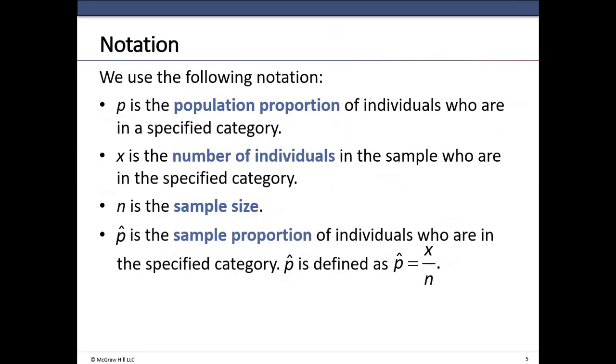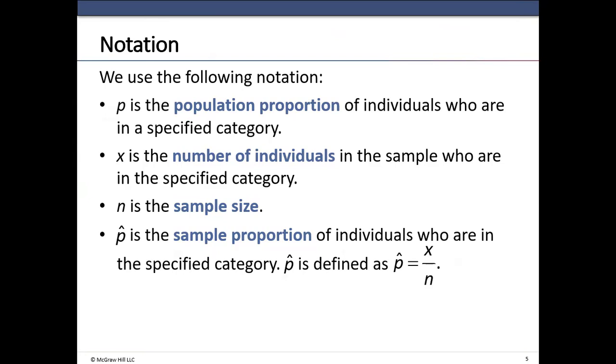We use the following notation, that is symbols. P is the population proportion of individuals who are in a specified category. Sometimes the specified category is called success. So P is the population proportion of success. X is the number of individuals in the sample who are in the specified category. X is sometimes also called the number of successes.